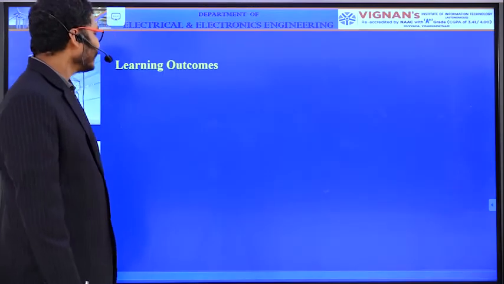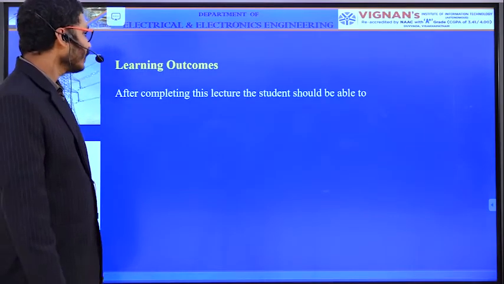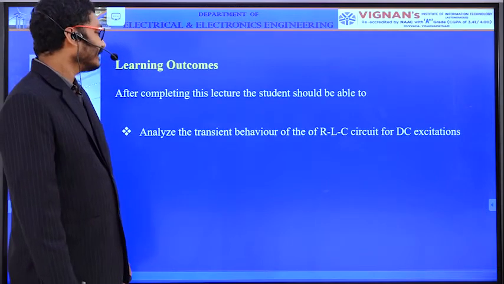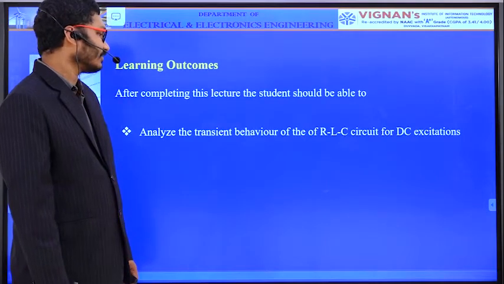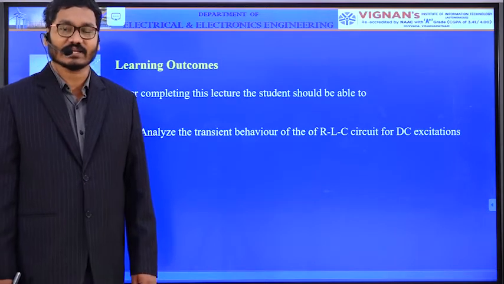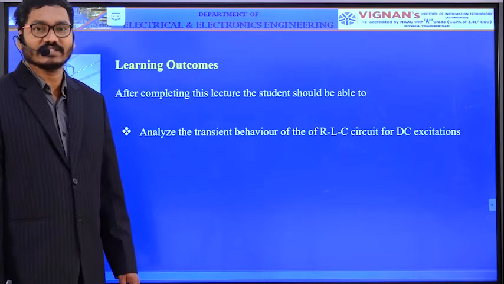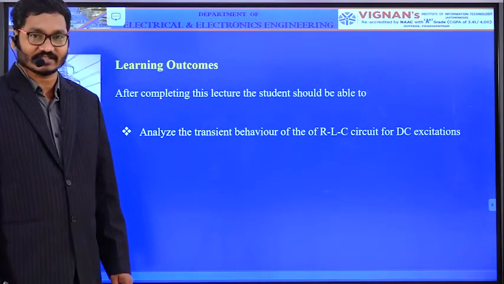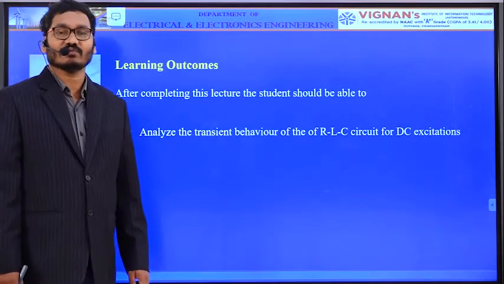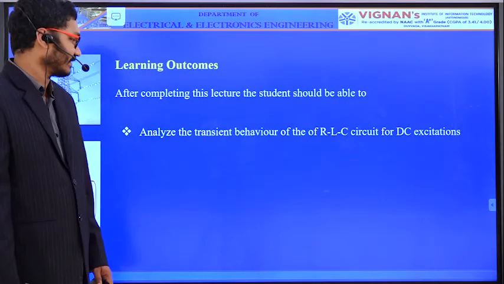These are the learning outcomes. After completion of this lecture, you will be able to analyze the transient behavior of the RLC circuit for DC excitation. Here we are doing DC excitation. Later we will study AC excitation.